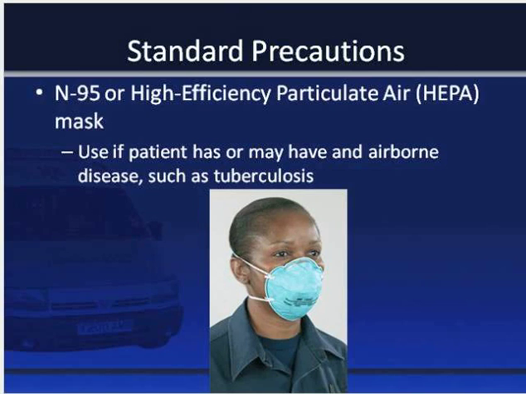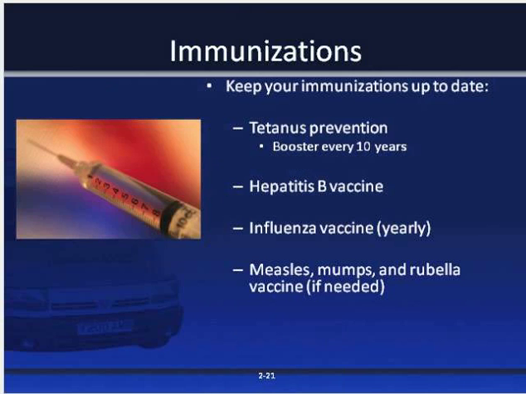N95 HEPA masks, you often hear these referred to as TB masks. TB stands for tuberculosis. This is used if a patient has or may have an airborne disease such as tuberculosis. They encourage utilization of these for influenza and other various airborne pathogens. The reason it's called an N95 is it blocks out 95% of airborne pathogens.